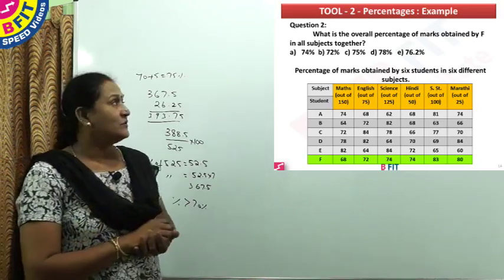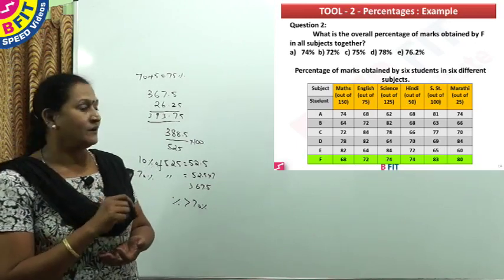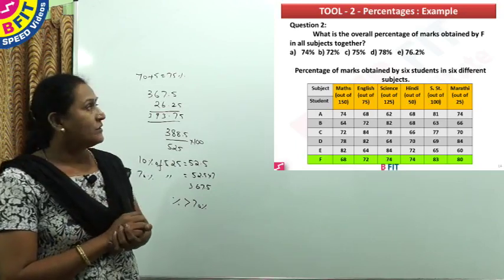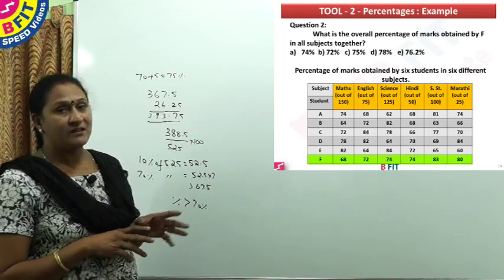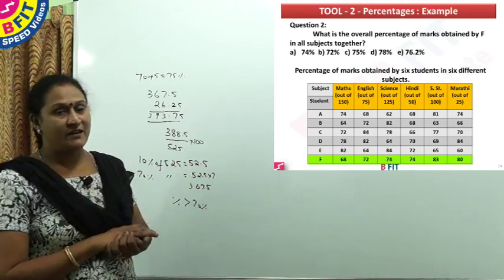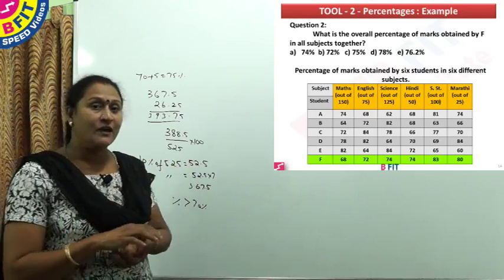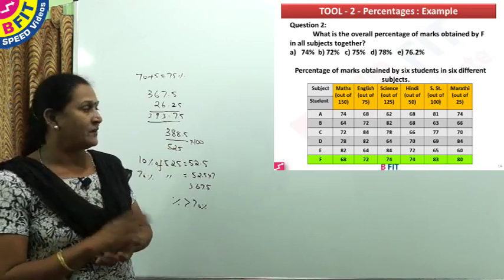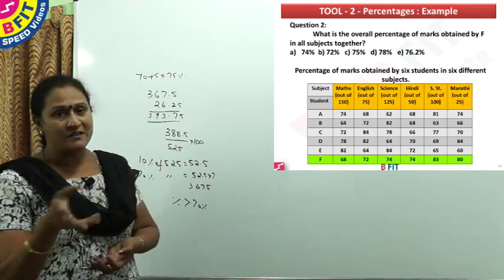So friends, before going into the next tool, I want to tell you one important concept. In the question, you are asked to find the overall percentage of marks obtained by F. Seeing this, many will find the average of the percentages given. If you find the average of all these percentages, you will get a wrong answer, because the bases are different. So please remember, don't find the average of the given percentages, though overall percentage is asked.